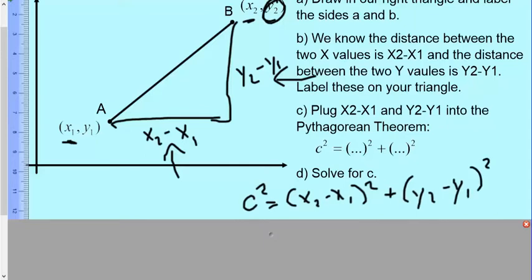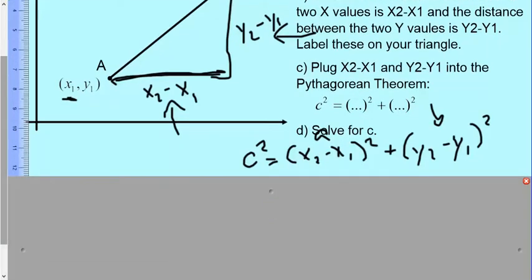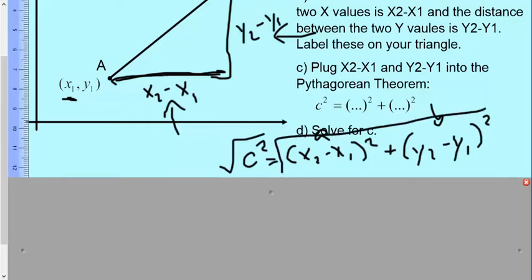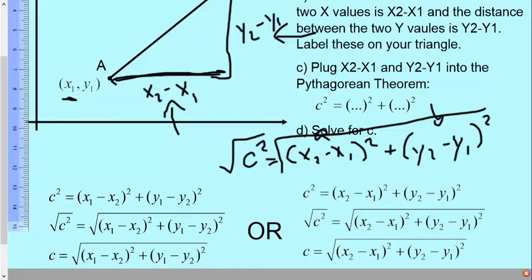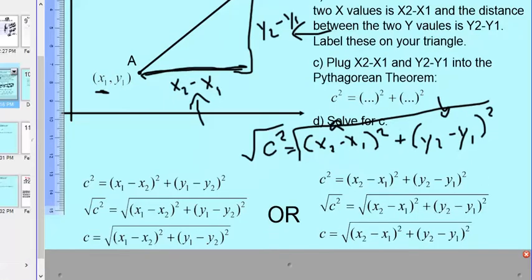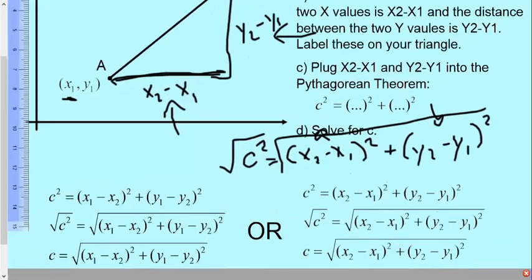Because this is kind of my new a, and this is my new b. So c squared is going to be equal to that distance, x sub 2 minus x sub 1 squared, plus y sub 2 minus y sub 1 squared. And if I want to figure out what c is, all I have to do is take the square root of everything. So that means the distance formula is this.